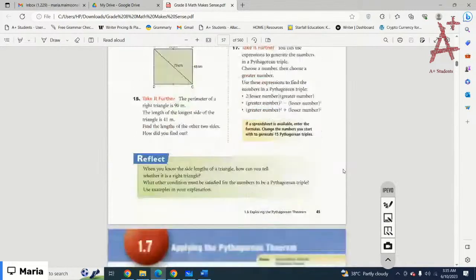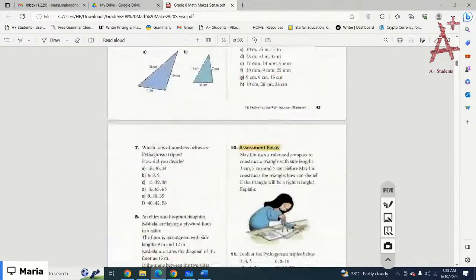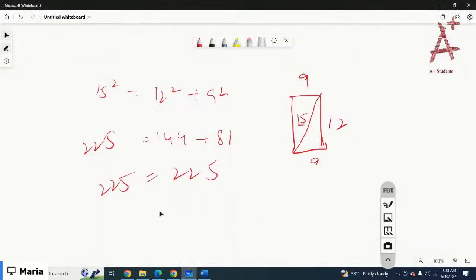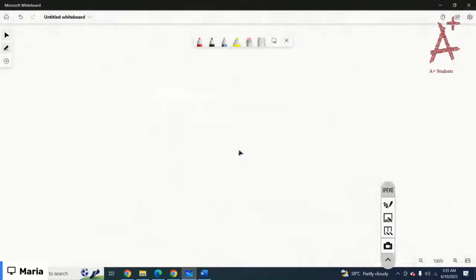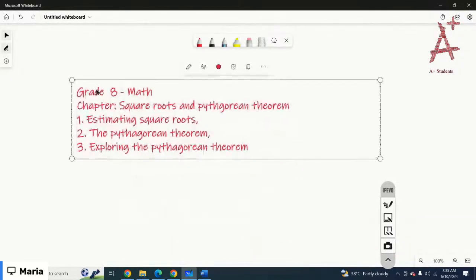Okay, you can complete the test by yourself later today. We'll do 1.7, applying the Pythagorean theorem, in the next session. Got it? So we're working on grade 8 maths, the book Maths Makes Sense grade 8. The chapter we're working on is square roots and Pythagorean theorem. The lessons we have covered today are estimating square roots, the Pythagorean theorem, and exploring the Pythagorean theorem.